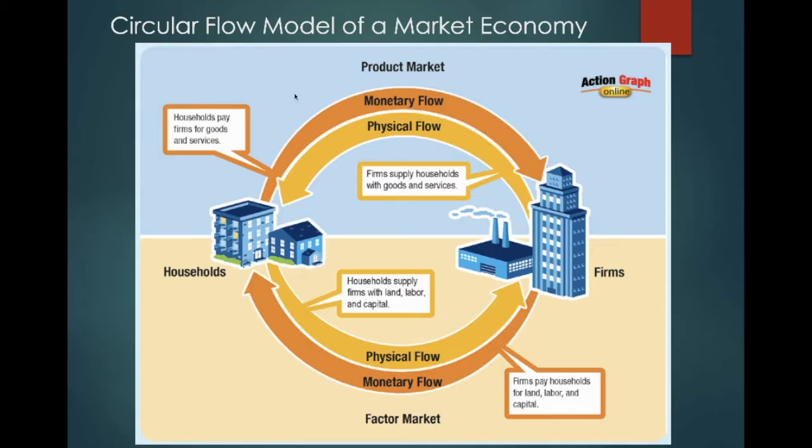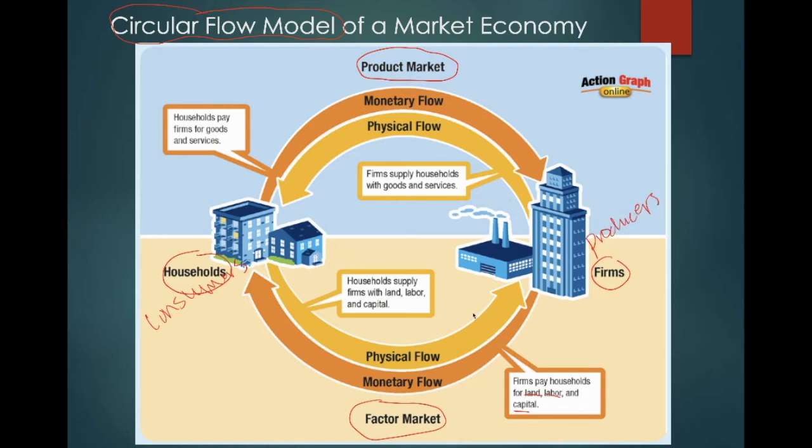So this is what we call a circular flow model. And this is really important to see because it shows how all of this interacts. So you have the two markets here. You have a product market, which is going to be your goods. And then you have your factor market, which is going to be what goes into making the goods. So this is basically your land, labor, and your capital in that exchange. So as you can see, you have households, which is basically consumers, and you have firms, which are your producers.